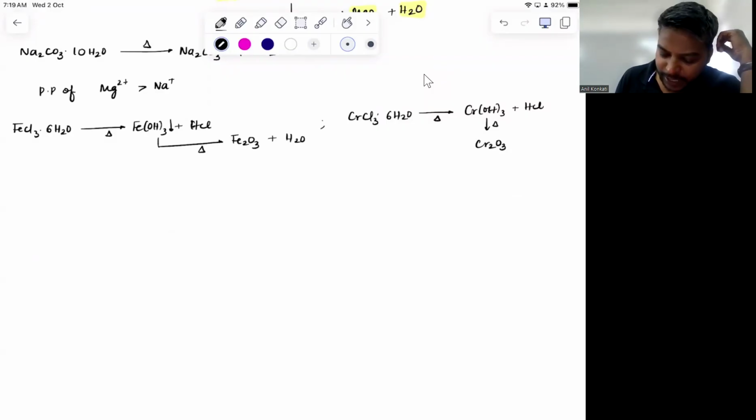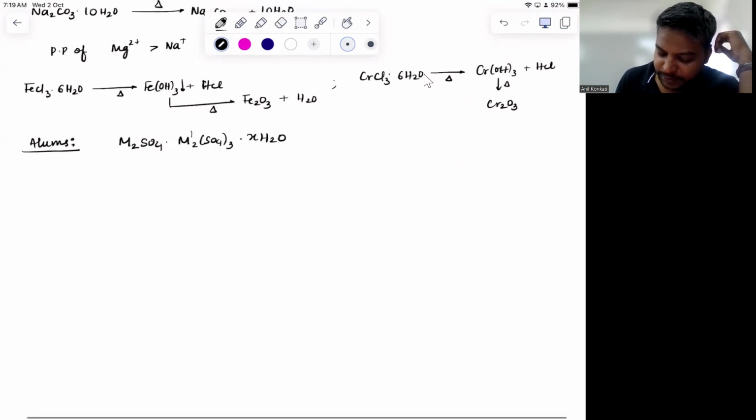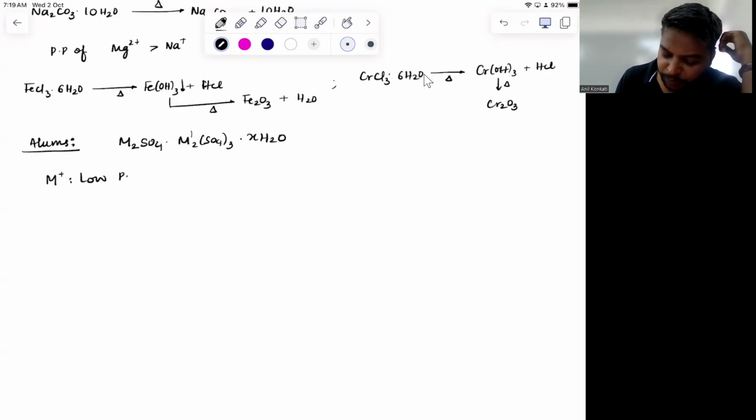While if you take any type of alums, the basic formula is M2SO4·M'2(SO4)3·XH2O. This is the typical formula for alums. Here, the M+ we are taking must be a low polarizing power cation, so they should not form oxides.